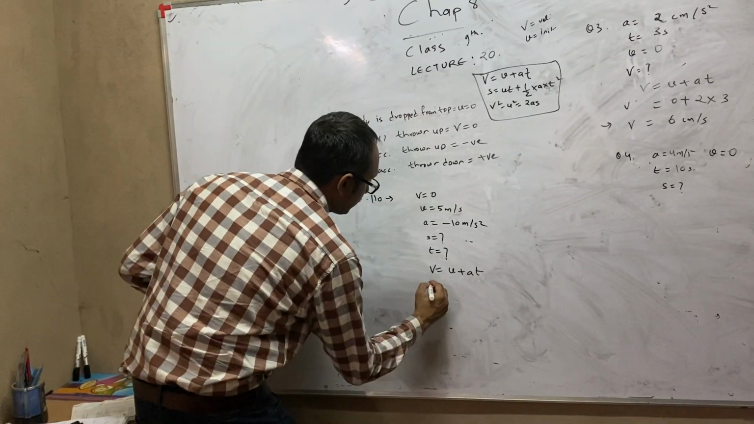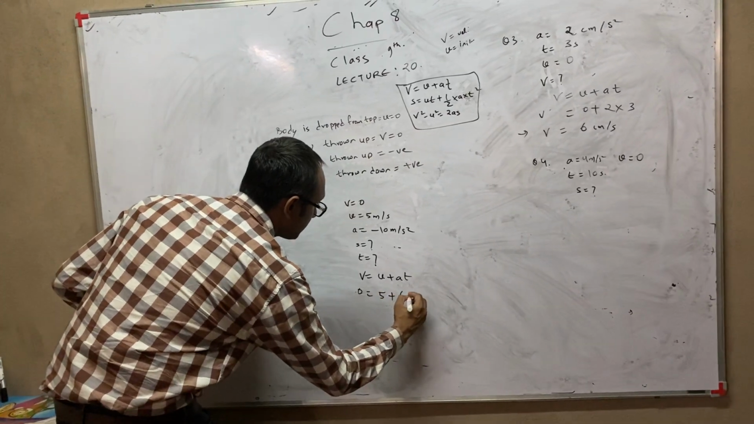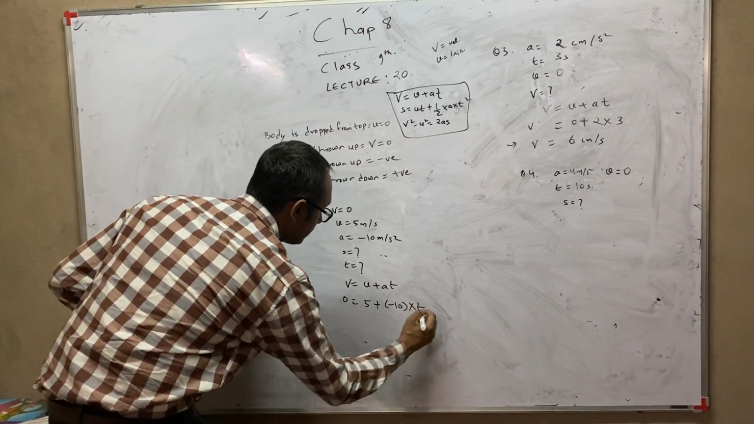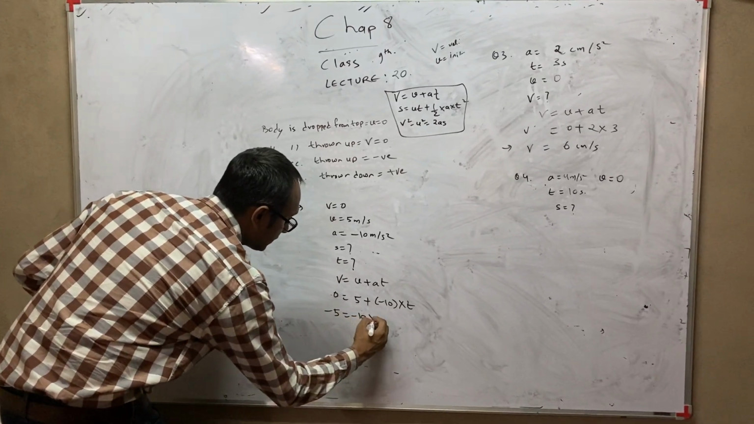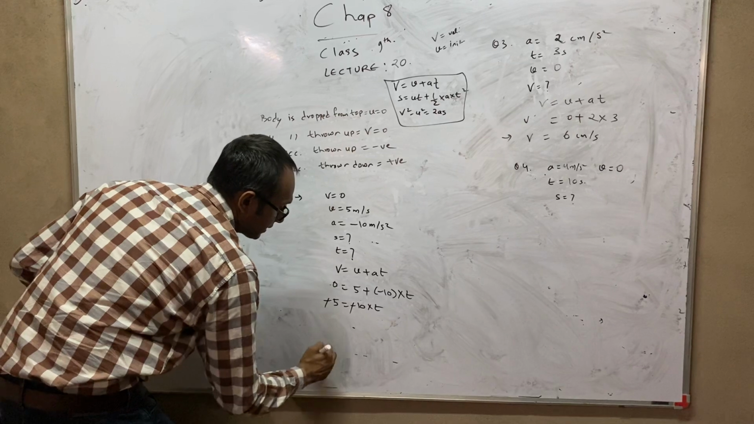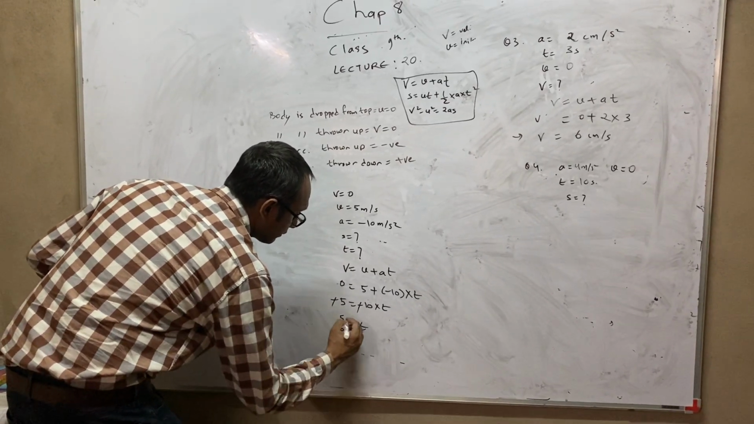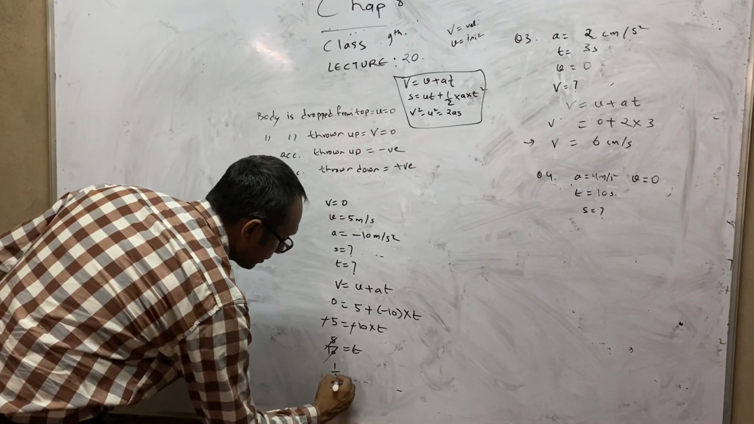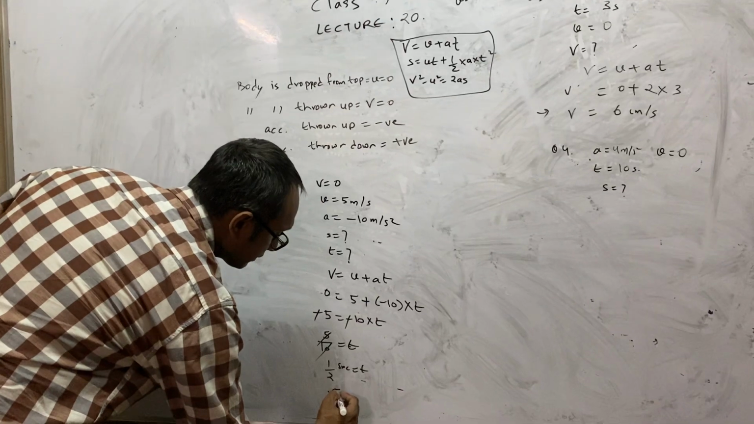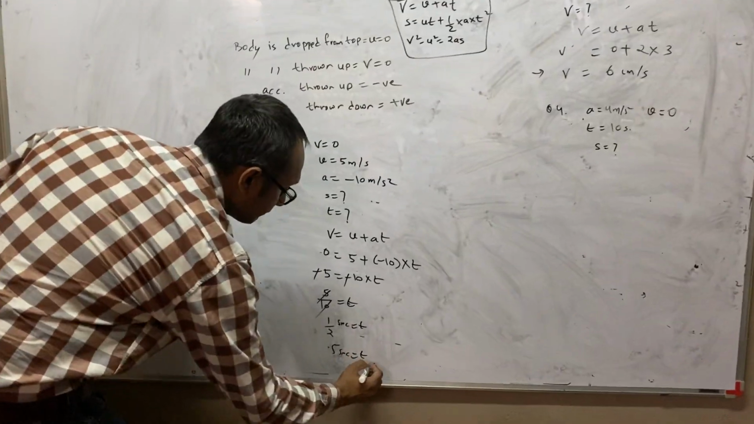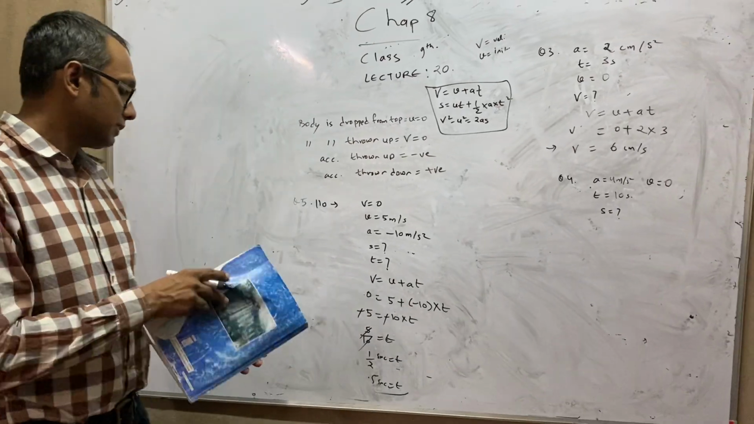Now v is 0, so I write 0, u is 5, so 5, acceleration is minus 10, into t. 5 will go on that side, so minus 5 equals minus 10 into t, minus minus gets cut, 10 goes below, and t is 1 by 2 seconds or 0.5 seconds. That is the time. Okay, the time we have calculated by using this formula.